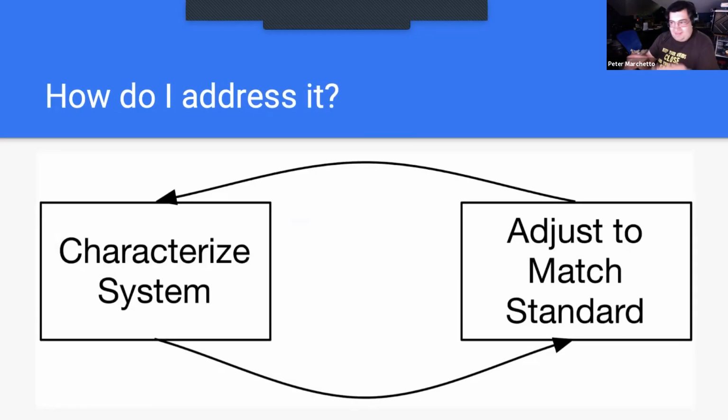So how do I address that? This is where calibration comes in. I characterize the system, then I adjust it to match a standard, something that I trust. Then I characterize the system again. And this is the cycle that I was talking about before that generates calibration.